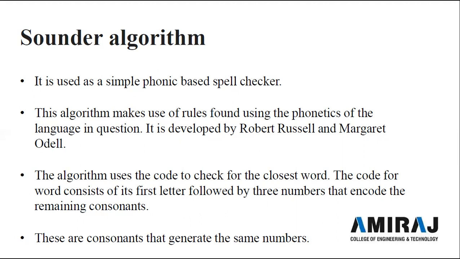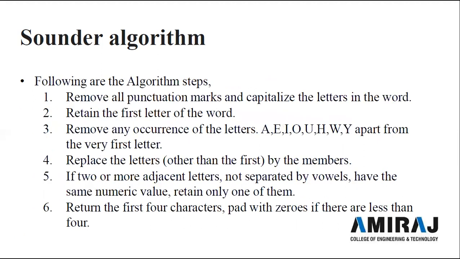One is a letter and the other 3 are numbers. The letter is the first letter of your word and the numbers are created to represent the encoded version of the remaining consonants of that word. These are the consonants that generate the same number, right? If the consonants are the same, then the code will be the same. Let's see the steps of this algorithm.